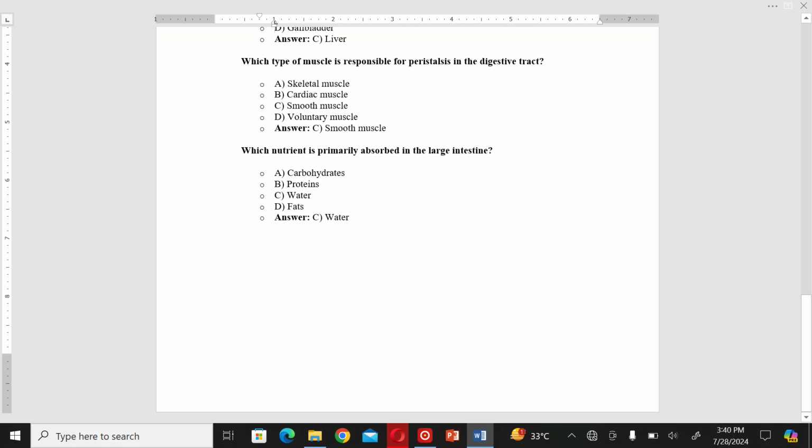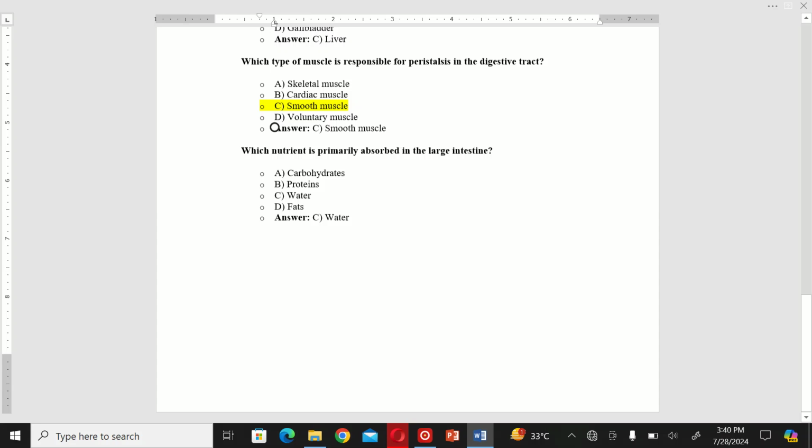The next MCQ is which type of muscle is responsible for peristalsis in the digestive tract? A. Skeletal muscle. B. Cardiac muscle. C. Smooth muscle. D. Voluntary muscle. So the correct option is C.